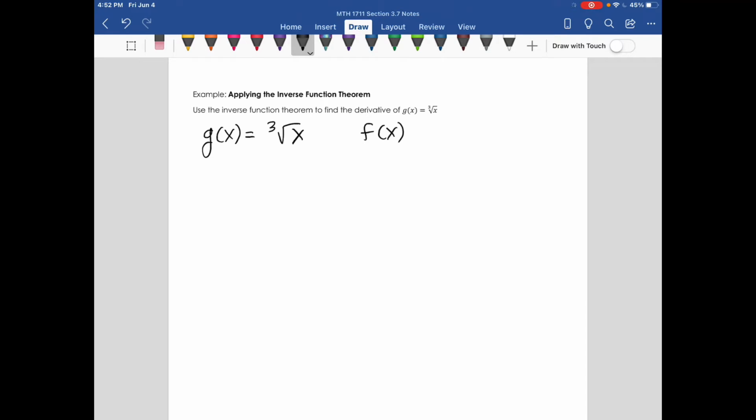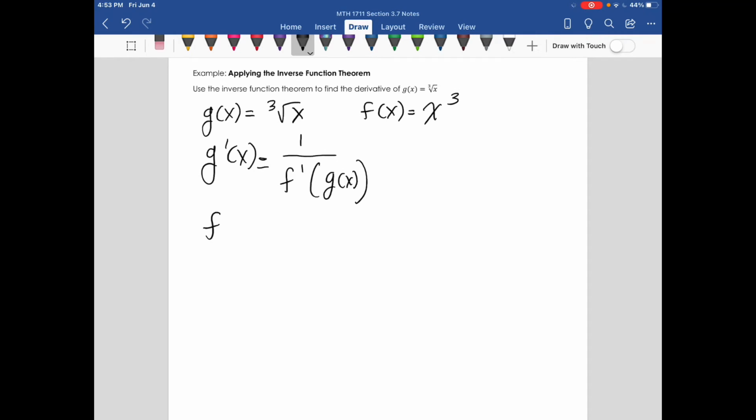Okay, the next example, same thing. We have g of x equal to the cube root of x. So the inverse of this is going to be f of x, and when we take the inverse of the cube root of x, we are going to get x to the third. So these are the inverses. Now the theorem says that the derivative of g of x is 1 over the derivative of f of x evaluated at g of x.